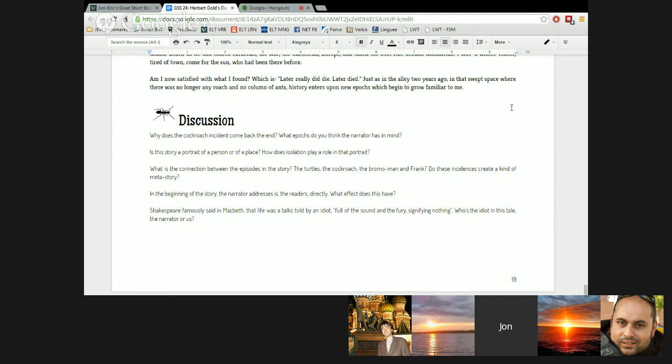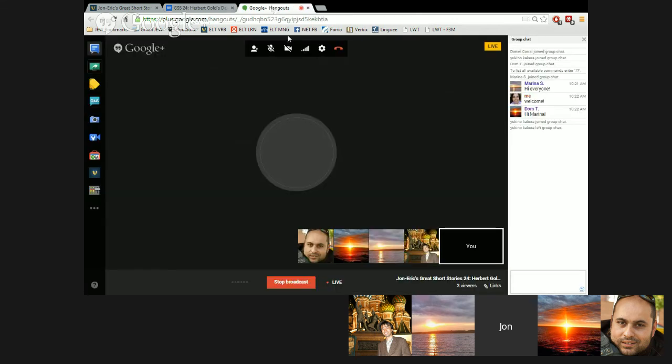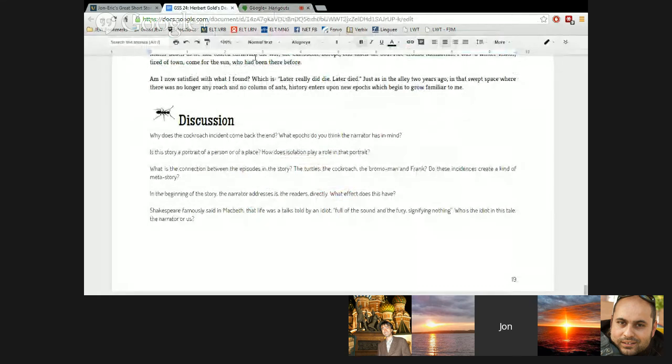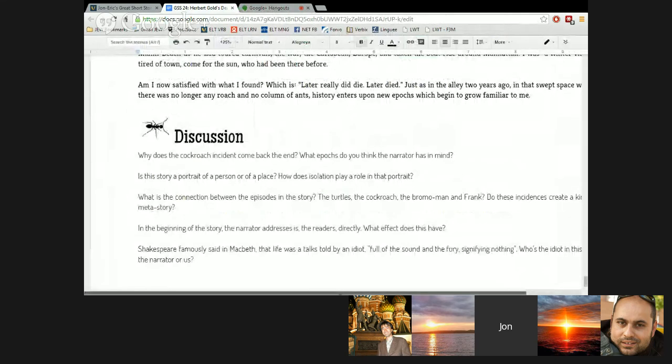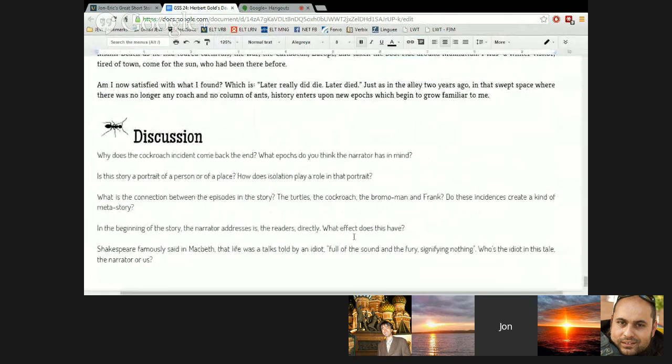That's the memory of the Bromo man. And what happened in the alley, after the man's recovery from heart... After he recovered, yes, he said. And what happened in the alley 2 years ago? 2 years ago, it is the first visit to Miami, no? That's right. Because it says there's no longer any roach and any column of ants. So what's he referring to there? The protagonist of the story visited the slaughterhouse. After the slaughterhouse, he stepped on the bugs with his tennis shoes. After that, he encountered the man.